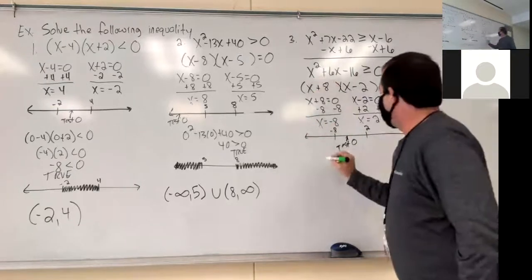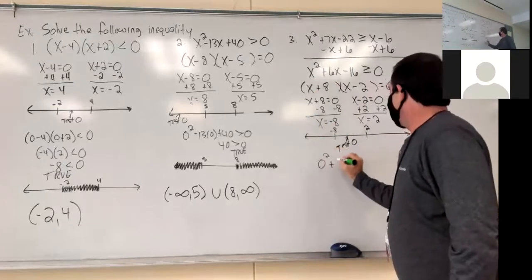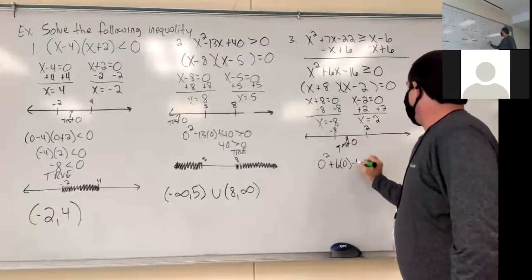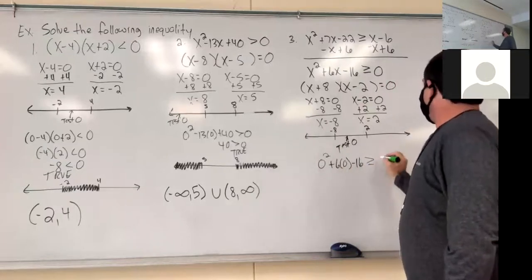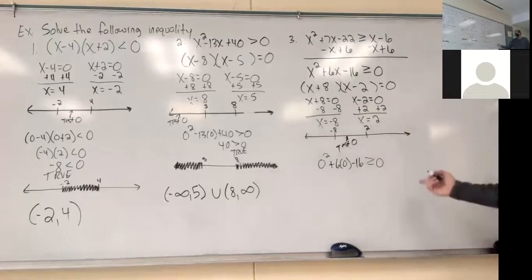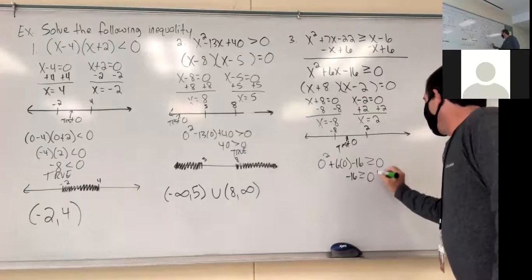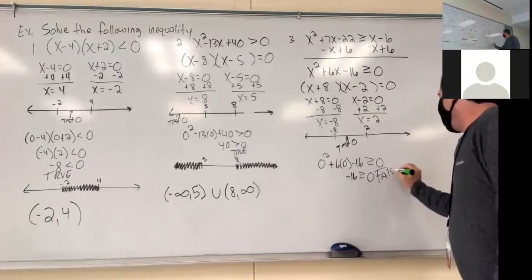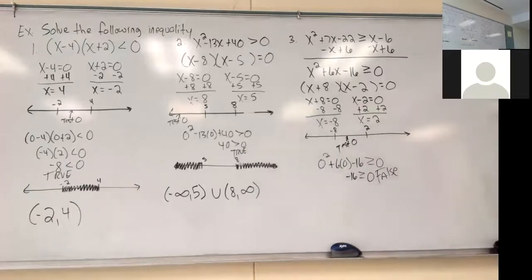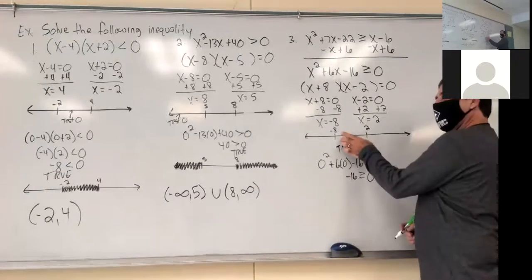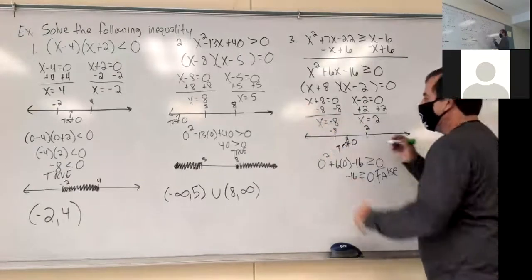But notice, this will still do that. 0 squared plus 6 times 0 minus 16 is greater than or equal to 0. And that's still false, right? So, since it's false for my 0 in the middle, I'm going to go to the outsides and shade this.